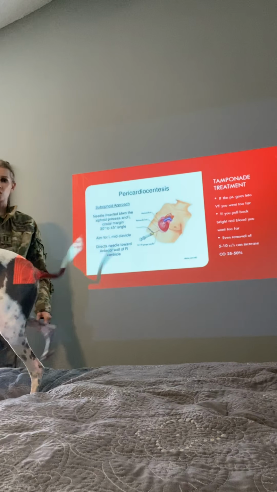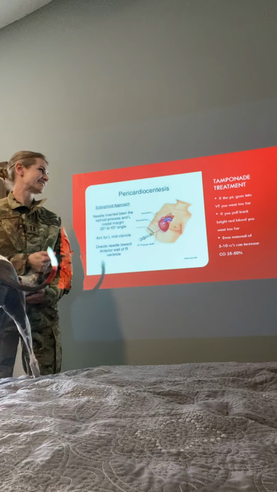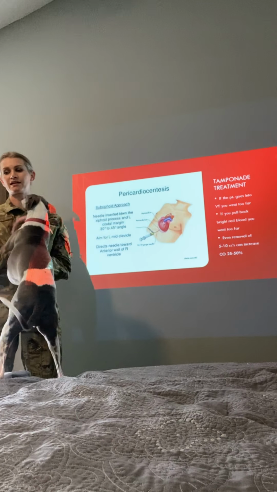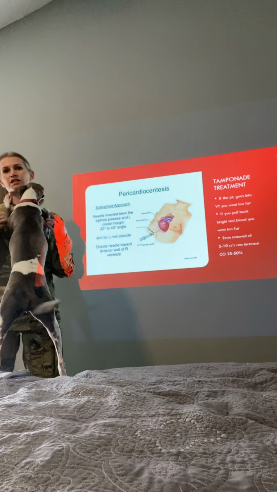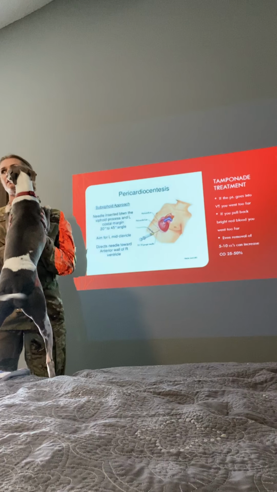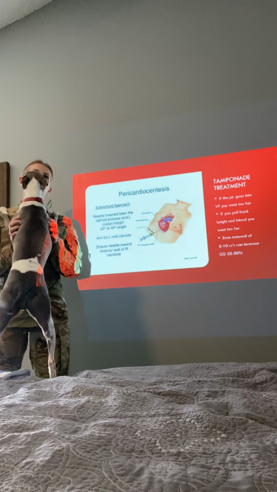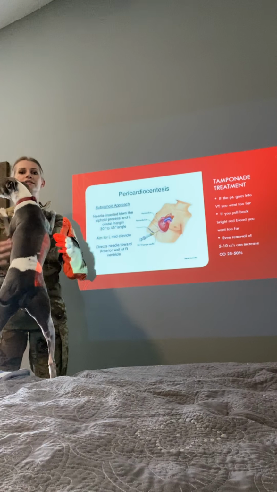So the treatment for cardiac tamponade is going to be a pericardiocentesis, where you go in underneath the xiphoid process and aim for the left shoulder with a big old needle. It's like a 14 centimeter needle. And you've got a little stopcock on there, and then your big 60 cc syringe.